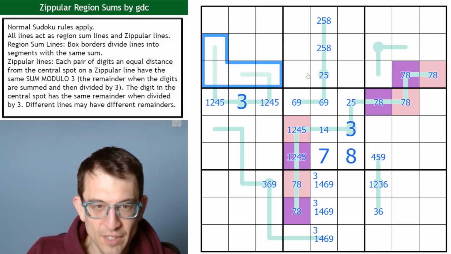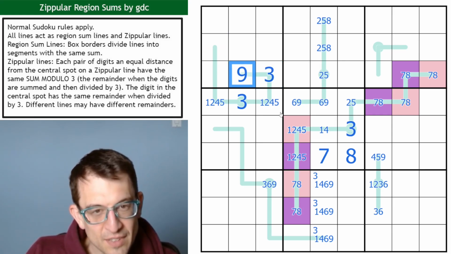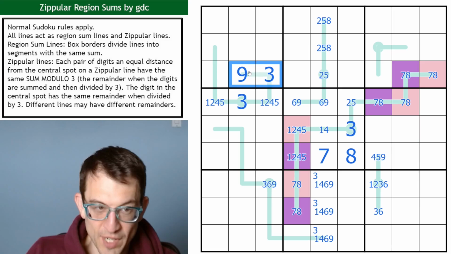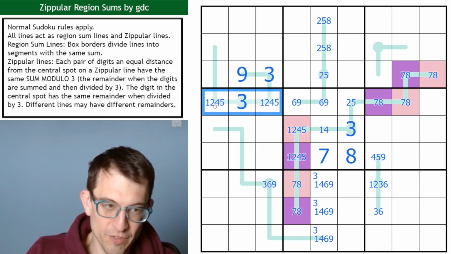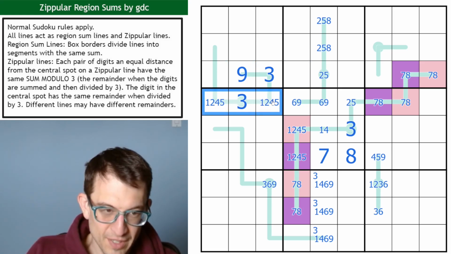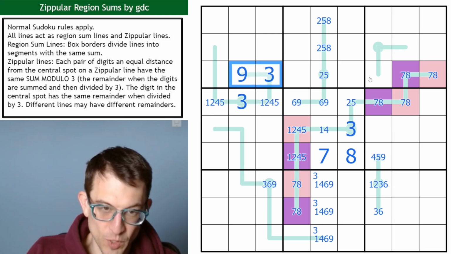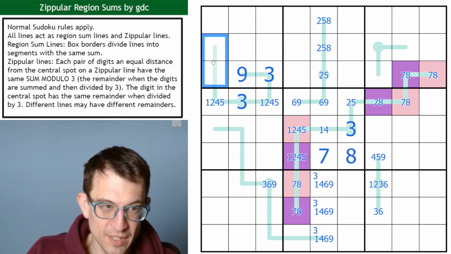Hold on, I did that wrong. This has to be 3, 9. Ah, no, this has to be 3, 9. If this is 7, 8, this has to be 3, 9 like this. Sorry, if this is 12. If this here is 12, that's also 12, which because of this has to be 3, 9.